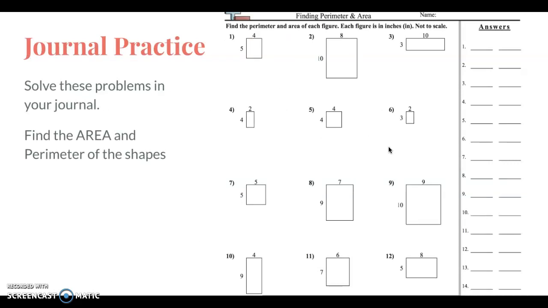Here is some journal practice. Pause this video again or grab the worksheet from the bin to solve these few area problems and perimeter problems to help you further grasp the concept.